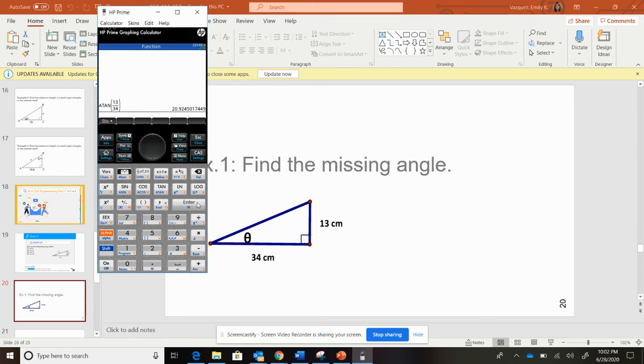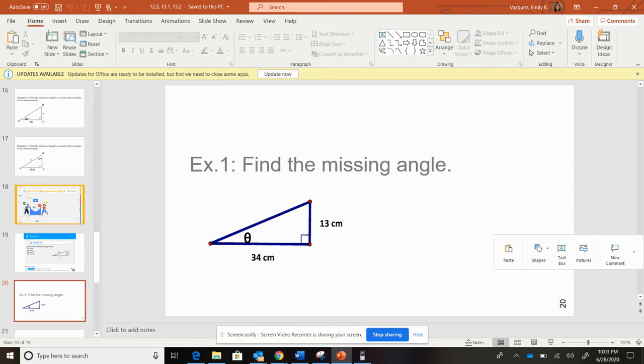I hit enter and I'm going to pretend like my question was saying round to the nearest tenth like it did before. So if I rounded this one to the nearest tenth, my solution would be 20.9 degrees. Now for this particular question, I would need to put the degrees symbol on my solution because my answer is an angle. It's not a side length, right? It's not a measurement of one of the legs. So please make sure when you're answering angle measurements that you include the little degree symbol.